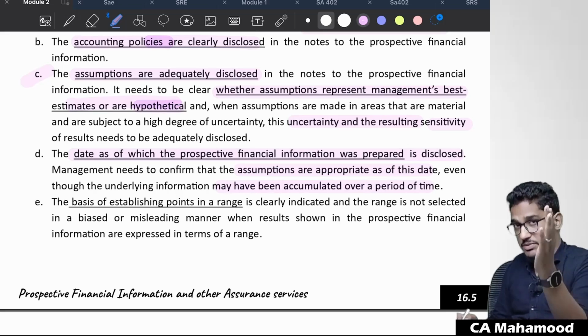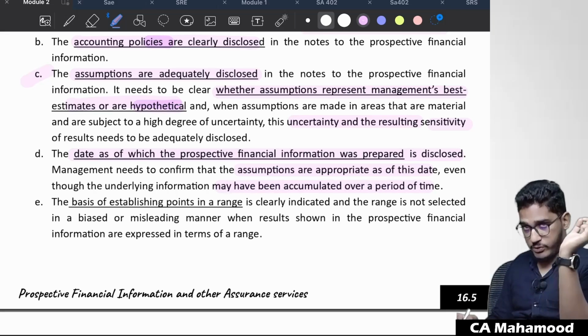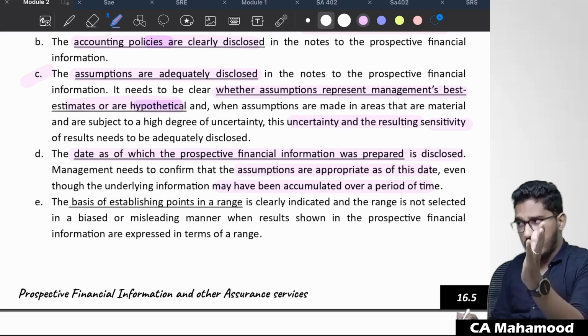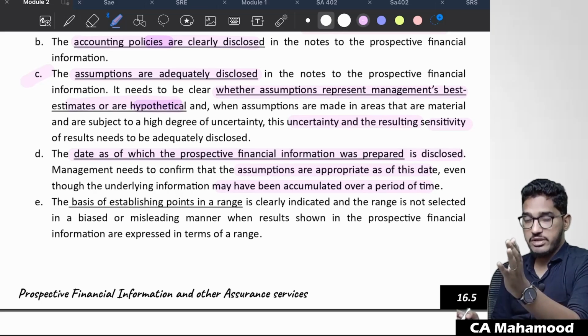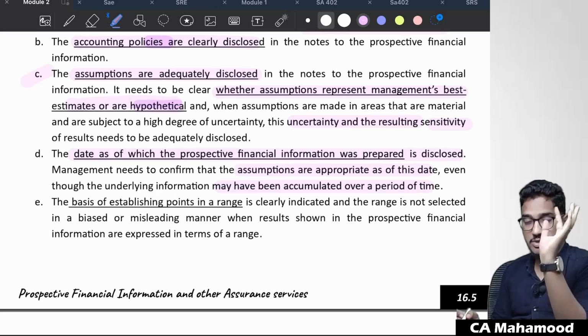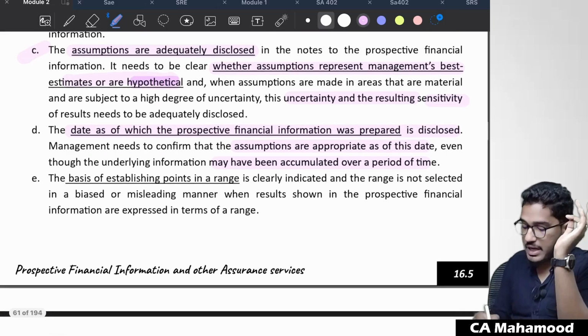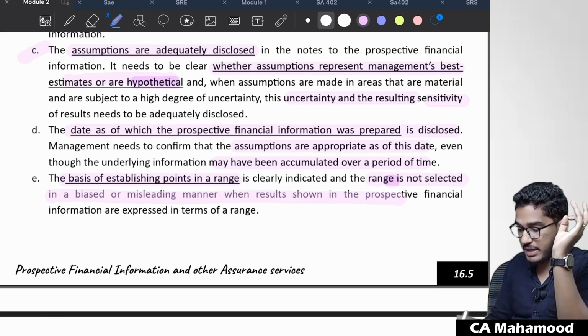Nothing but whatever assumption management has made and whatever date they are preparing this prospective financial information, on the date of preparation, whether those assumptions are reliable or not, that also they have to state. And the basis of establishing points in a range is clearly indicated, and the range is not selected in a biased or a misleading manner when results are shown in terms of range.